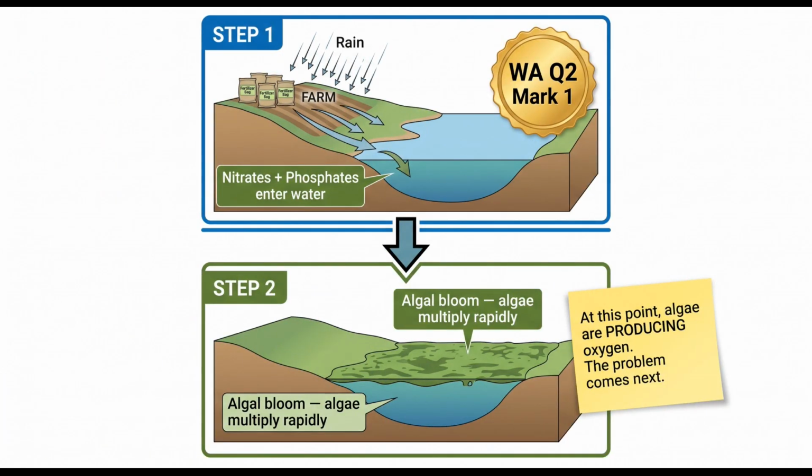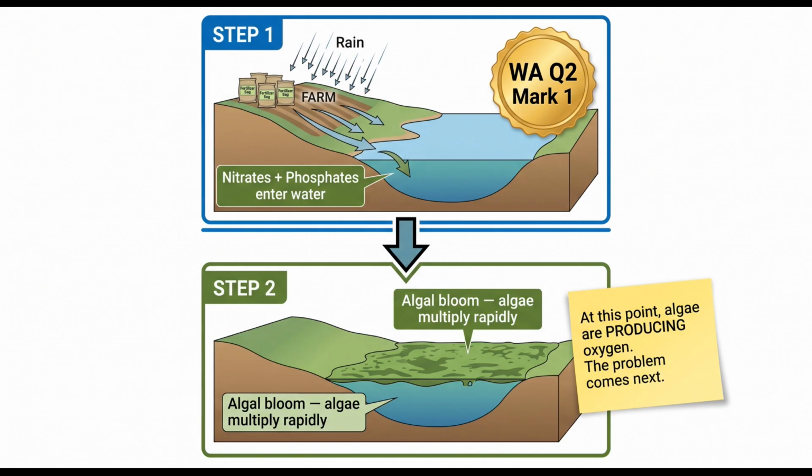We will take it in 2 parts. Steps 1 and 2 are on screen now. Step 1, the entry of nutrients. This is WAQ2, Mark 1. Rainfall washes excess nitrates and phosphates from farmland as surface runoff into nearby rivers, lakes, and reservoirs. The water body suddenly receives a large influx of nutrients.